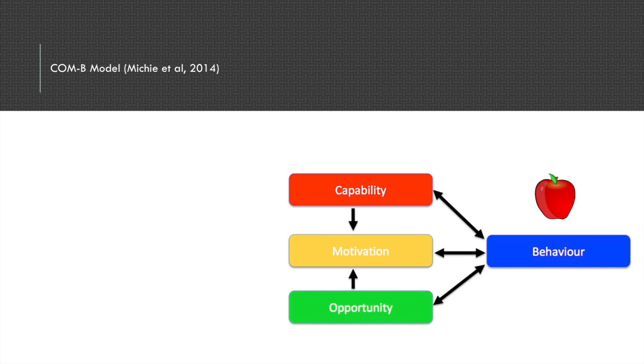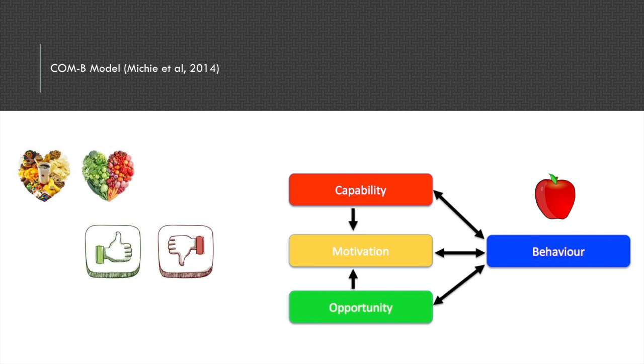So for example, to eat healthily, which is a behaviour, a person must know what healthy food is. That's having the capability to know what healthy food is. They must also have the motivation to eat healthy food, which could be understanding the pros and cons and what it means to them. And they must also have the opportunity to eat healthy food, and that could be having the money to buy it or having a kitchen to prepare the food, things like that.